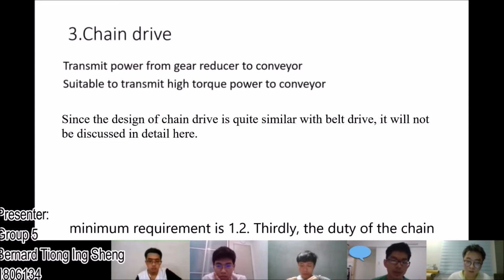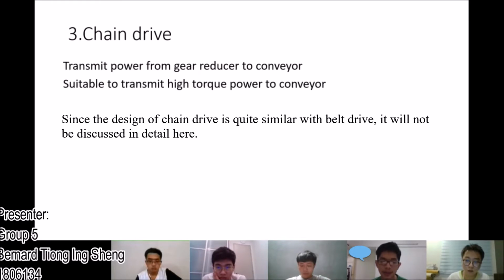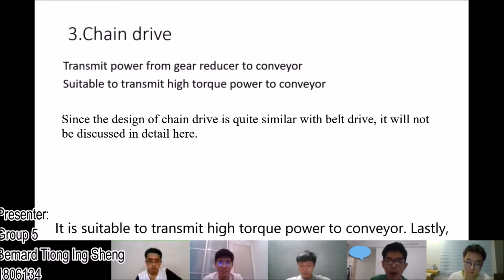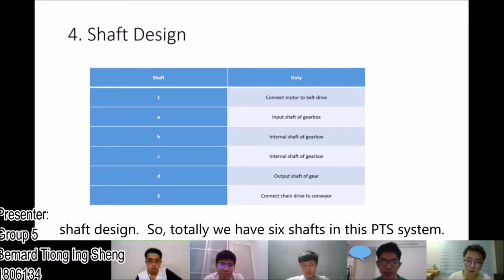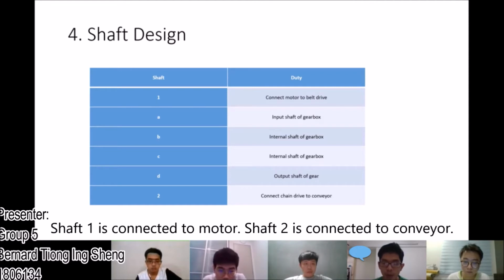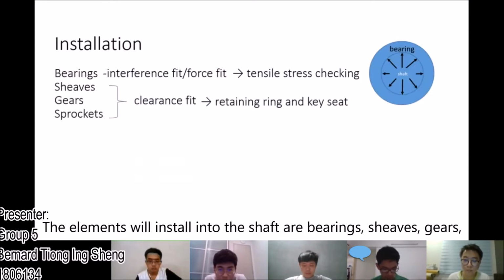Third, the duty of the chain drive is to transmit power from gear reducer to conveyor. This is suitable to transmit high torque power to conveyor. Lastly, shaft design. So in total we have 6 shafts in this PTS system. Shaft 1 is connected to motor, shaft 2 is connected to conveyor, and shafts A, B, C, D are the shafts from gearbox. The elements we install onto the shaft are bearing, shaft, gear, sprocket.